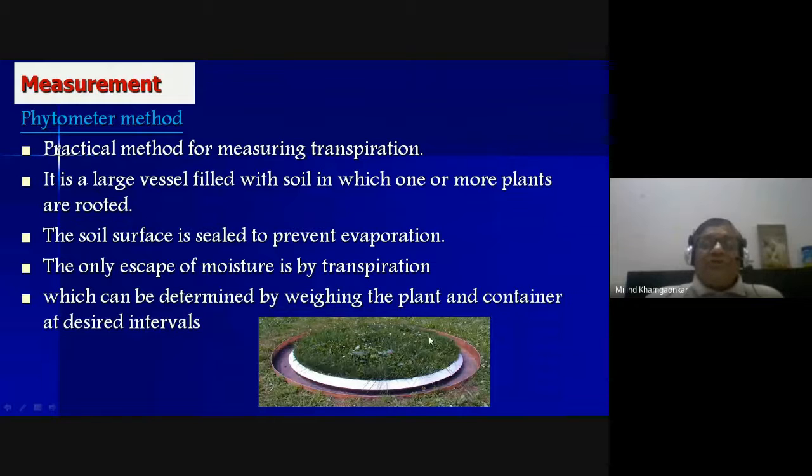The exposed surface of the soil to the atmosphere is sealed with the help of grass or some other material, so that there should not be any evaporation losses through the surface of the soil. Whatever loss takes place will only be through the plant leaves, that is the transpiration. The only escape of moisture is by transpiration, and this can be determined by weighing the plant and container at desired intervals. That is, after adding water, after two days, three days, four days, we keep checking every day how much water is lost by weighing that phytometer.